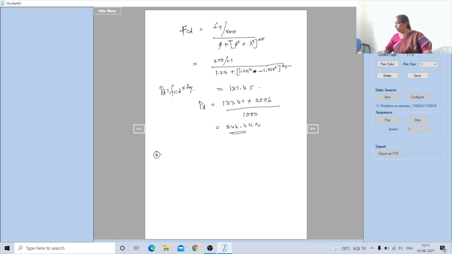Okay, now we will move to the other problems. The third problem: now we will take an I-section. For a given I-section, how do we find its load carrying capacity? So take down the problem.